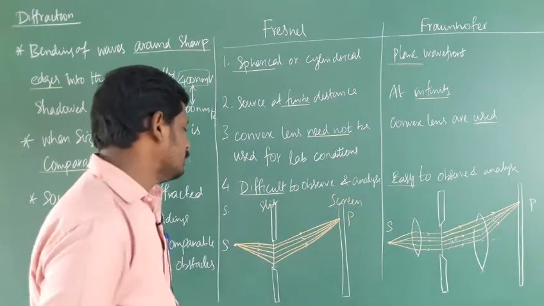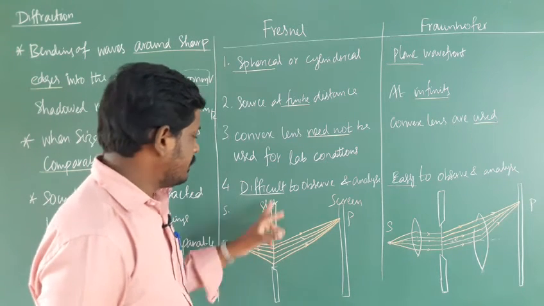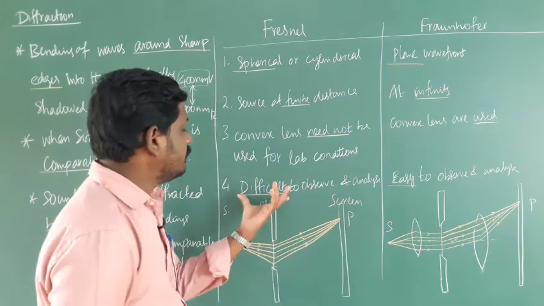This is an experimental setup. There is a slit, and the source is at finite distance. Here this is a slit, and this is a screen. This is difficult to observe.